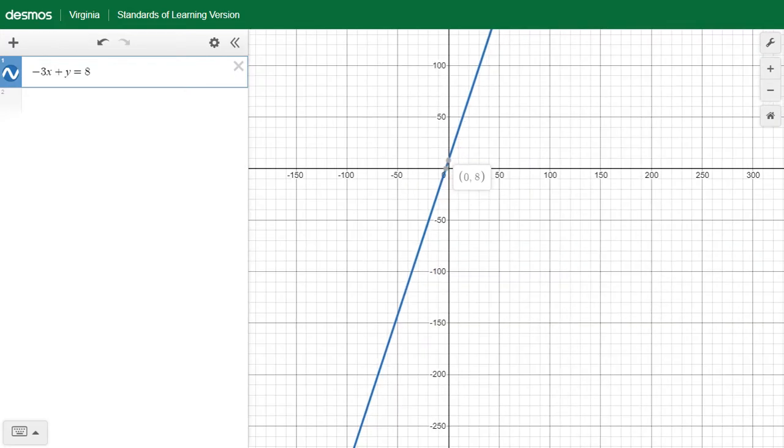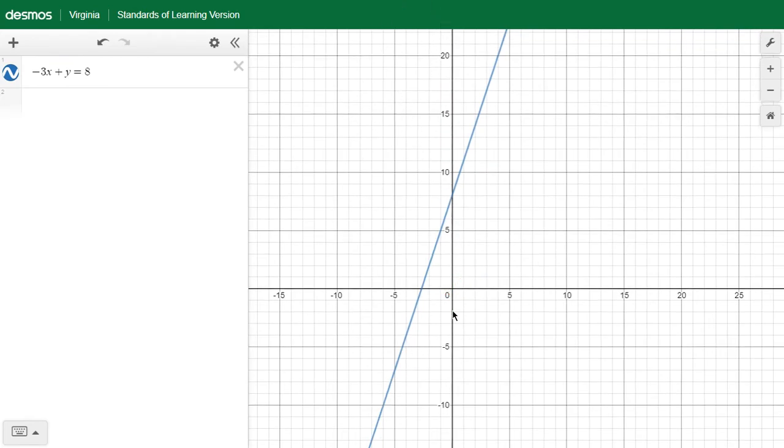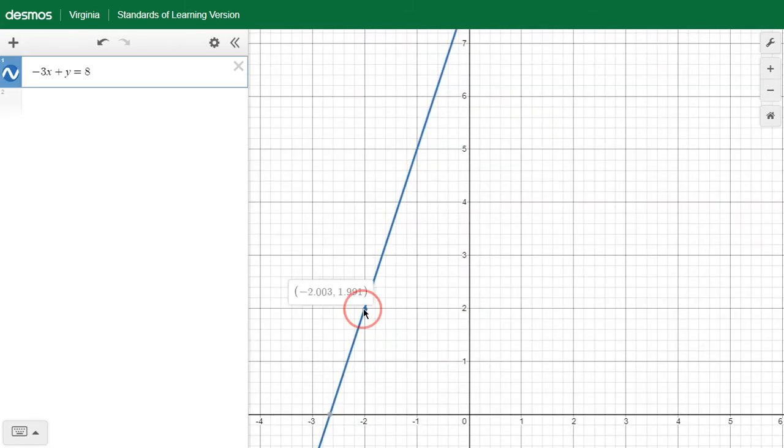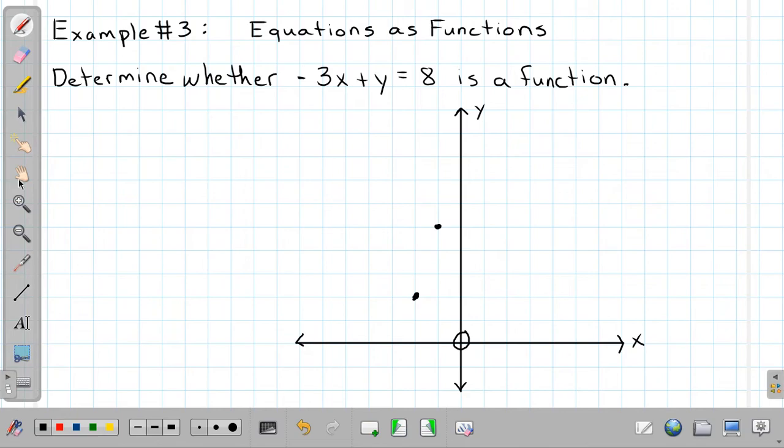Well, by looking at the graph, we can draw vertical lines. If we can draw a vertical line anywhere here, we're only ever going to cross the graph once. So let me get a couple of points so we can actually graph this. Negative 2, 2, and negative 1, 5. Negative 2, 2: so we got this point right here. And we have negative 1, 5. That's really all we need to graph this equation.